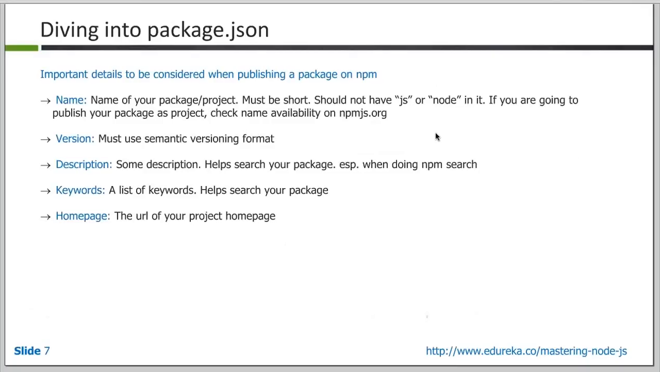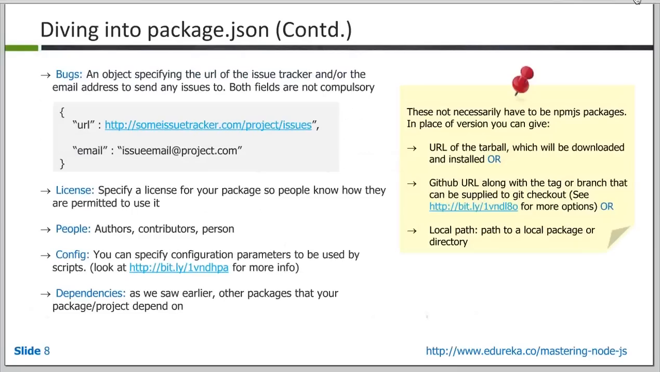Next, we're going to talk about the description attribute, where you can talk more about your package. So when somebody searches the npm repository, it will be easy to find your package. Next, a list of keywords that will help you in searching for your package. Homepage URL, the URL for your project.